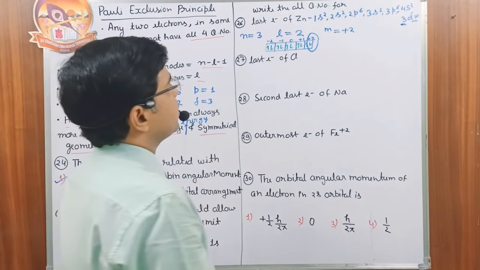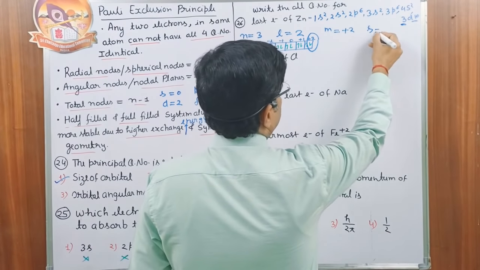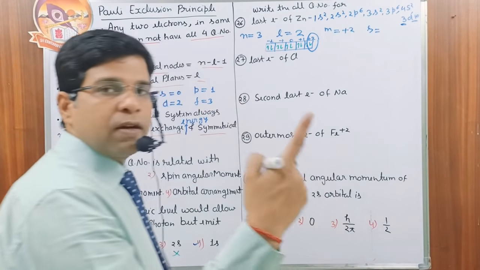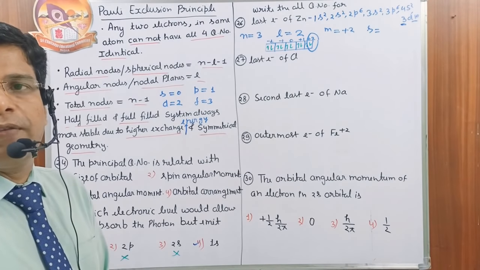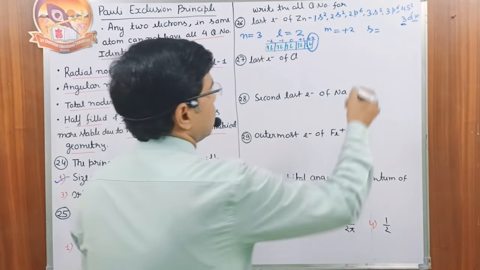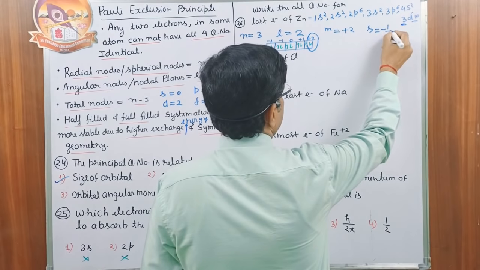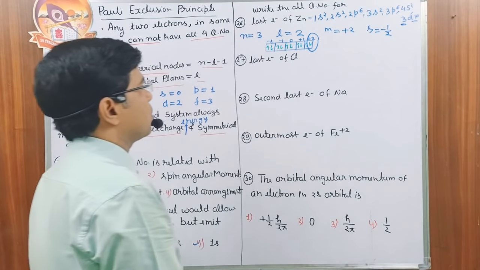Now you check the spin, whether it is up spin or down spin. If it is up spin, it is +1/2, and if it is down, it is -1/2. So it is down spin, so the spin quantum number is -1/2.